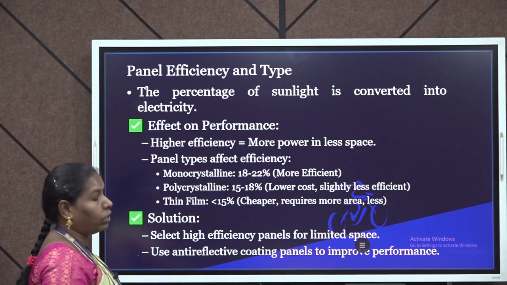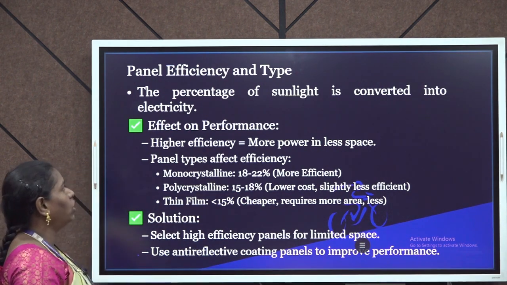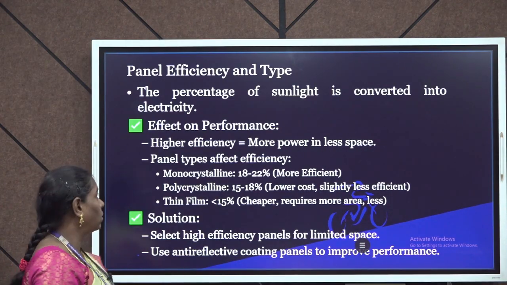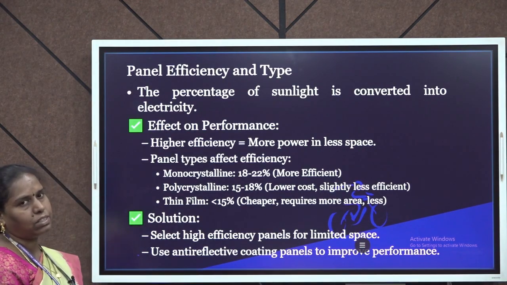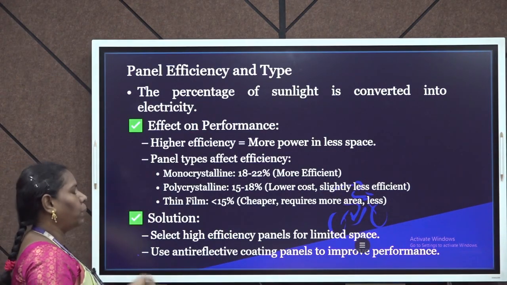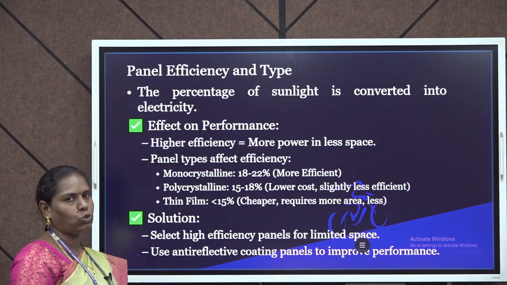This is related to the components utilized in PV systems. Panel efficiency is the percentage of sunlight converted into usable electricity. Higher efficiency means we can generate more power with less space. The different types of solar panels are monocrystalline, polycrystalline and thin film solar panels.